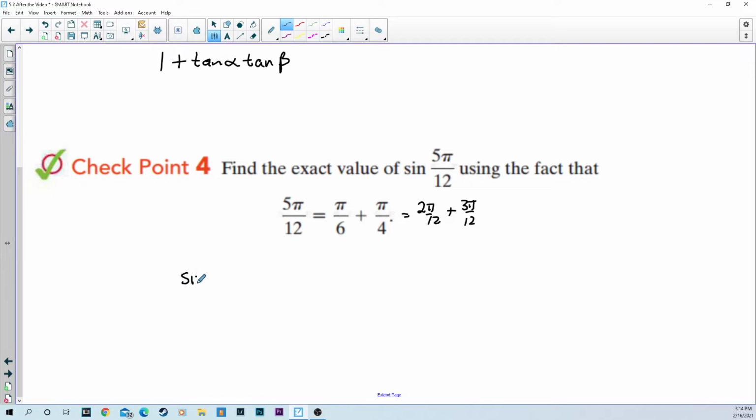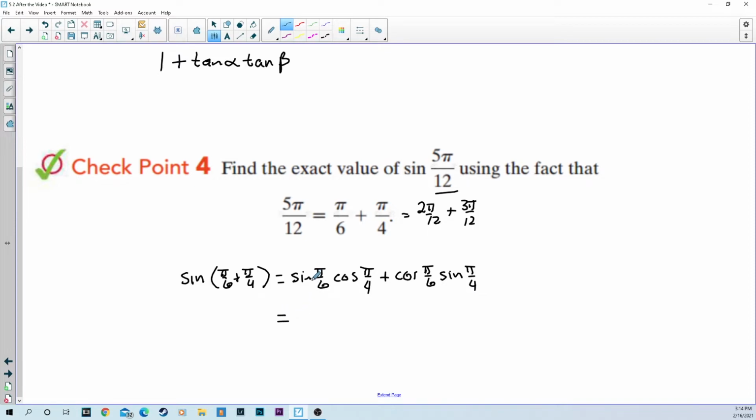So we want the sine of pi over 6 plus pi over 4, which is really sine of 5 pi over 12, is equal to sine of pi over 6 cosine of pi over 4, and we're using the pattern for angle addition for sine. Sine is the same signs. That's going to be plus cosine of pi over 6 and sine of pi over 4.